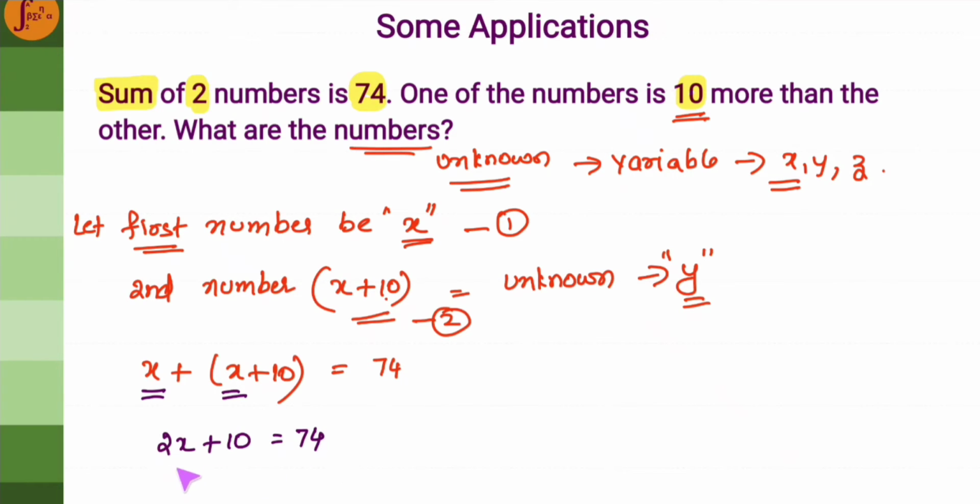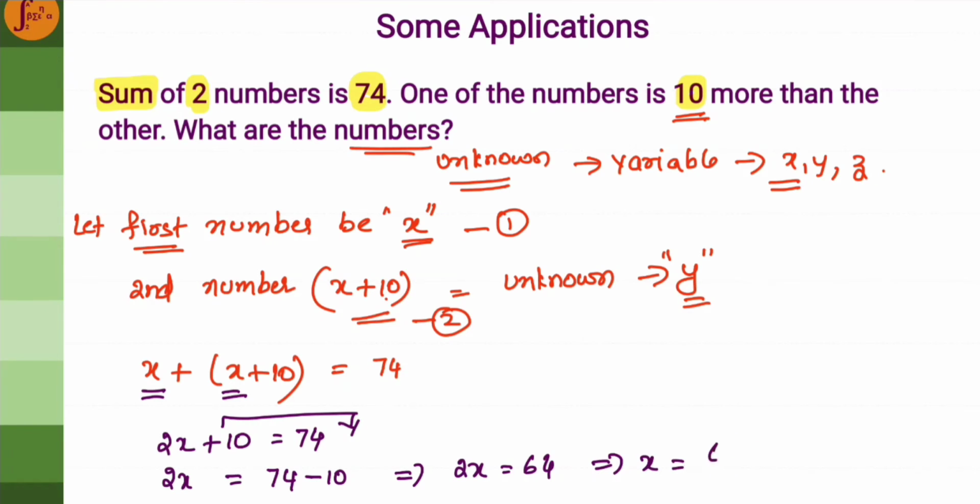Now this is like the equation that we got earlier, right? Now just do the shifting because we want x alone. So we'll shift. We have 74 here, shift 10 here. Here it is plus 10, so it will become minus 10. So 2x is 74 minus 10, which is 64.